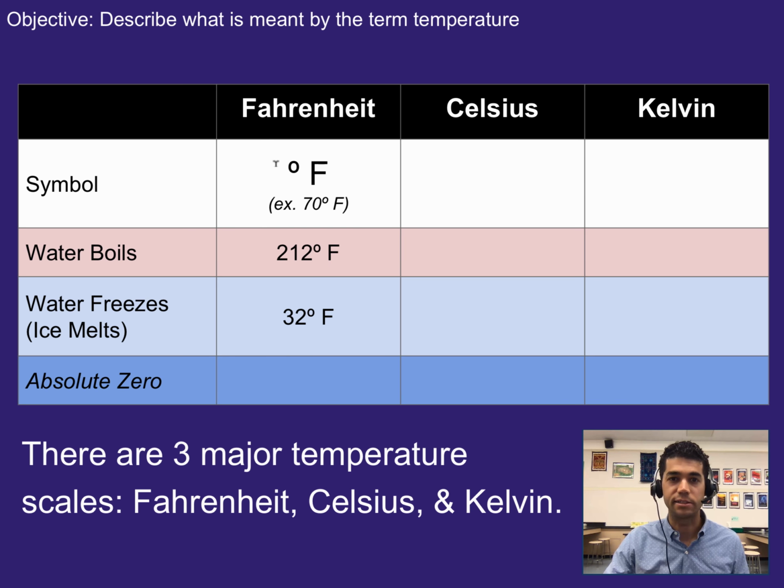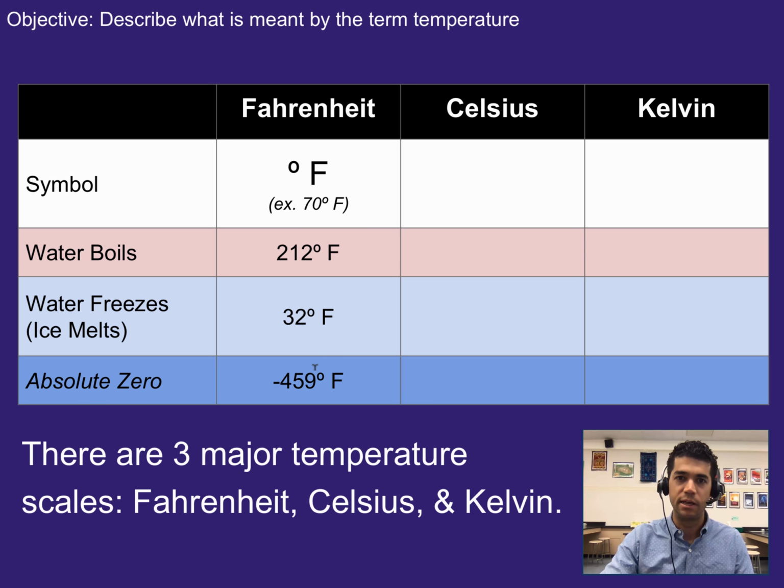Regardless, in the Fahrenheit scale, we know, or hopefully remember, that water boils at 212 degrees and freezes at 32 degrees. That makes a very nice 180-degree difference between those two. And then the coldest temperature that is possible, called absolute zero, and we'll get into why it's called that in a little bit, would be at negative 459 degrees Fahrenheit.